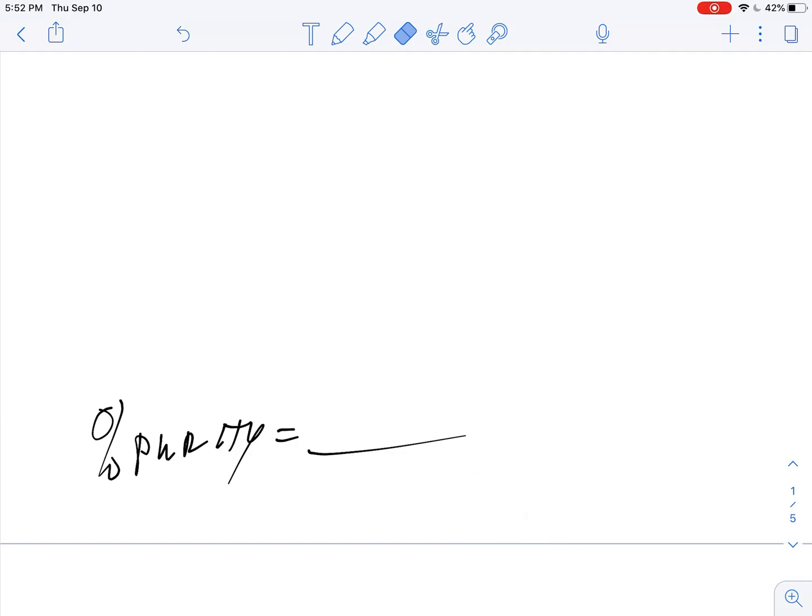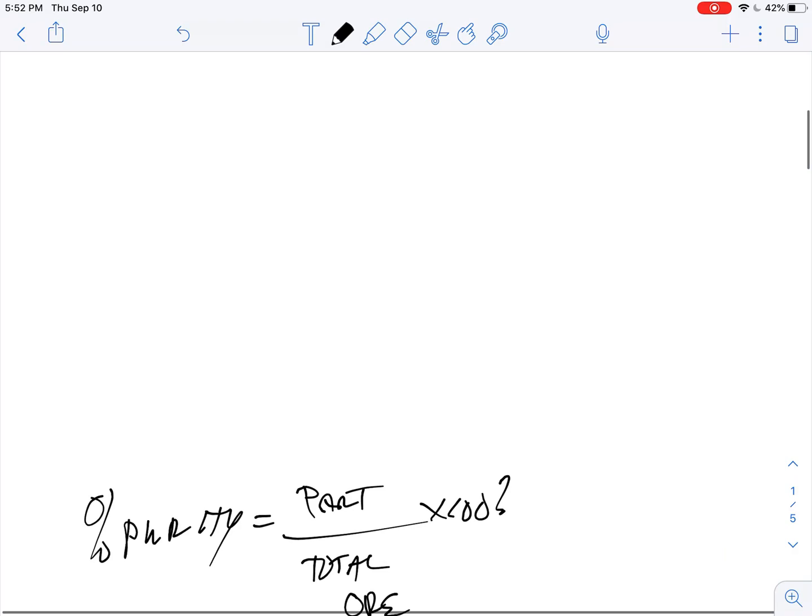So again, it's kind of like the last set of problems, except it's going to be a little bit backwards. It's still going to be the part over the total, except that they're going to give you the bottom part, which is the total amount of the ore. They're going to give you that, and then you're going to have to calculate that guy there, the part.